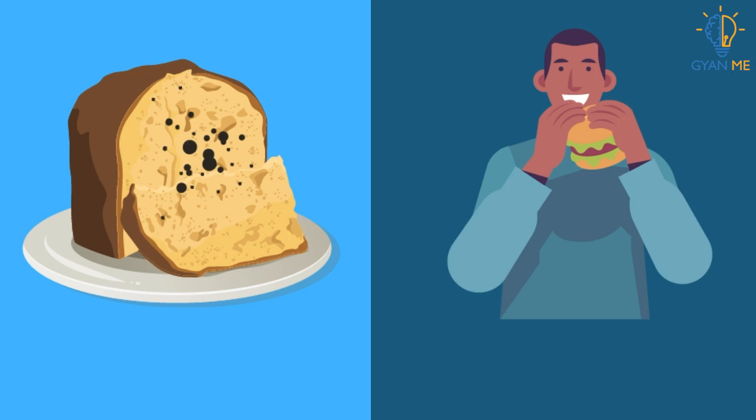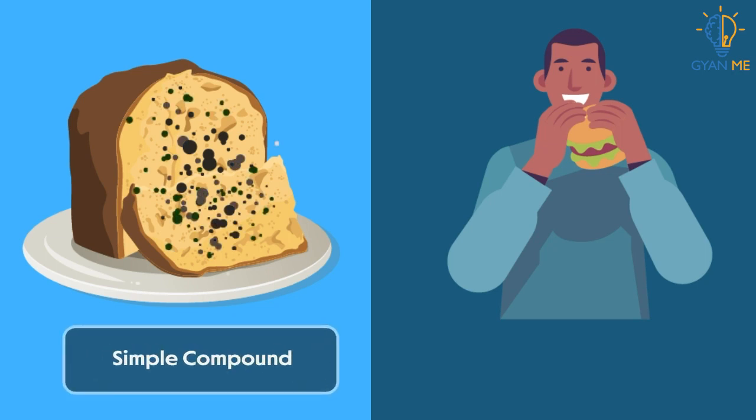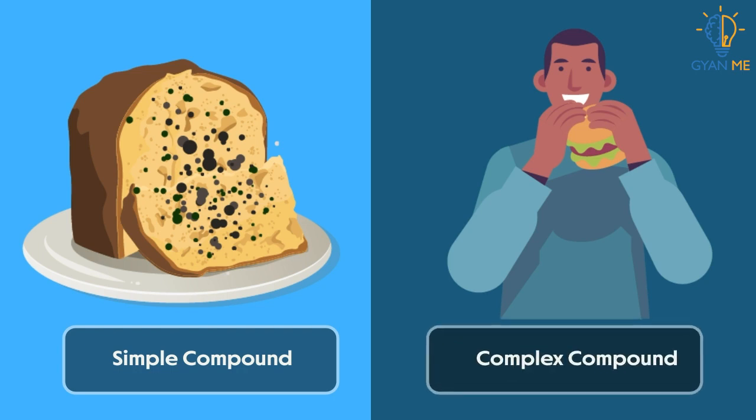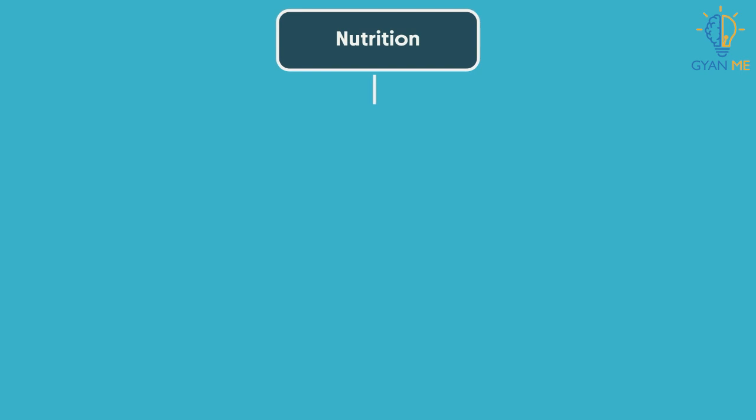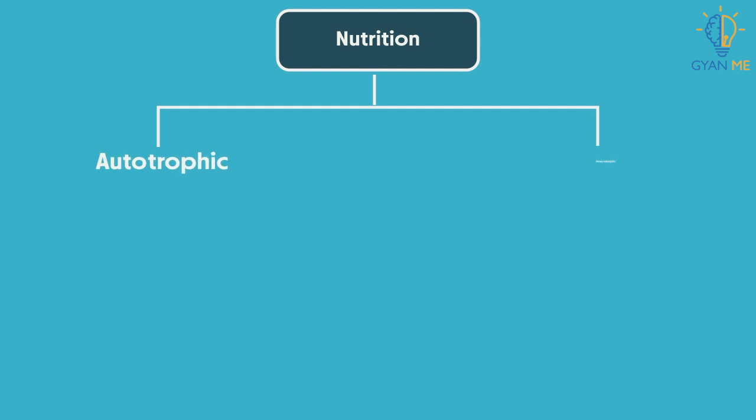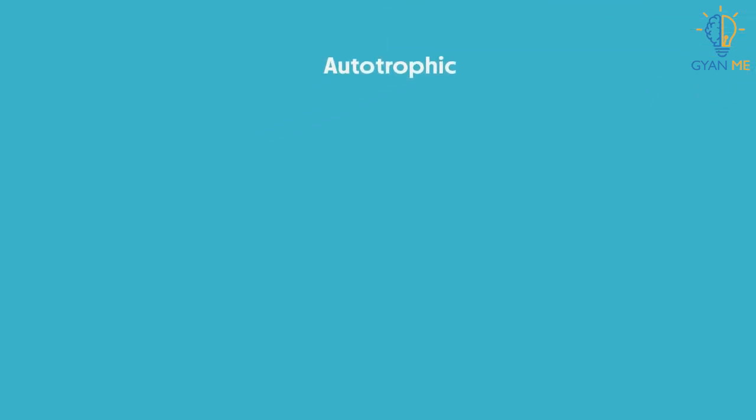Some organisms feed on simple compounds to meet their nutrient requirement, while others feed on complex compounds. The mode of nutrition varies from one species to another. Now, let's see different modes of nutrition. Broadly, there are two modes of nutrition among living organisms, namely autotrophic mode and heterotrophic mode. Let's learn both of these one by one, starting with autotrophic mode.